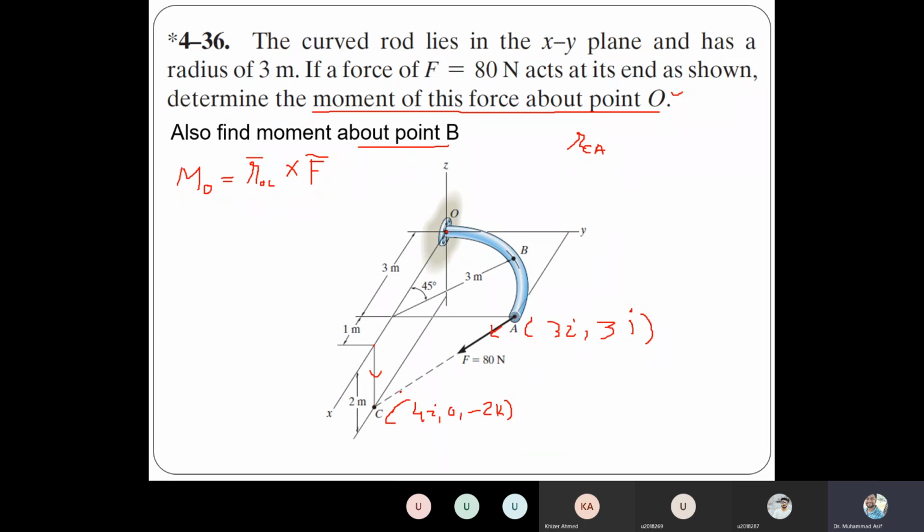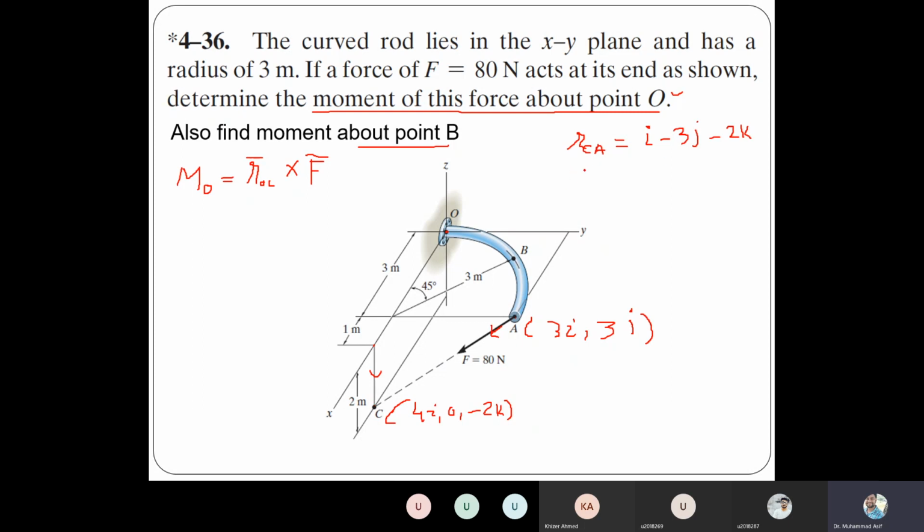So can you figure out now the position vector CA? 4i minus 3i, how much is that? 1i. And j is 0 here, 0 minus 3j means minus 3j. And then minus 2k. So this is the position vector RCA.